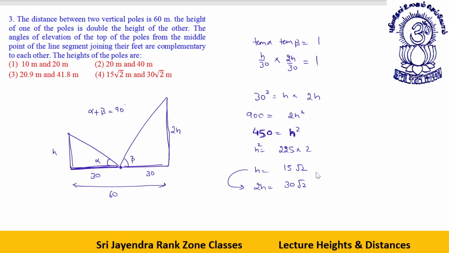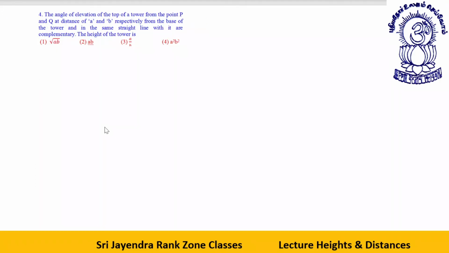Next one. The next question we have is the angle of elevation of the top of a tower from the points P and Q at distances A and B respectively from the base of the tower. Let's say this is a tower. These are points P and Q, at distances A and B respectively.